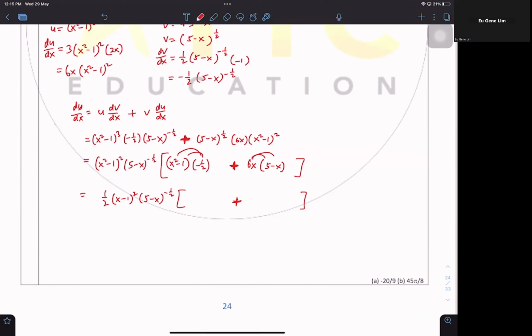I take out 1 over 2. I don't want to take out negative. So it becomes like this, and then like this. Then 6 divide 1 over 2. 6 divide 1 over 2, you press calculator, is actually 12.